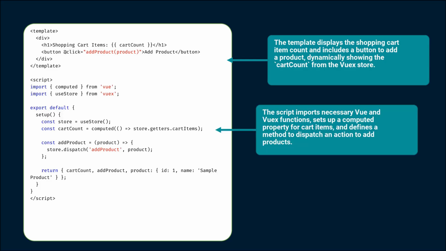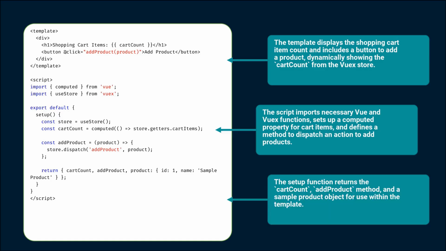In the template section, we display the current item count in the shopping cart, making it responsive to state changes. The button provided allows users to add a product to the cart, showcasing a straightforward interaction. Within the script, we first import necessary functions from Vue and Vuex, specifically computed for those reactive properties, and useStore for accessing our Vuex store.